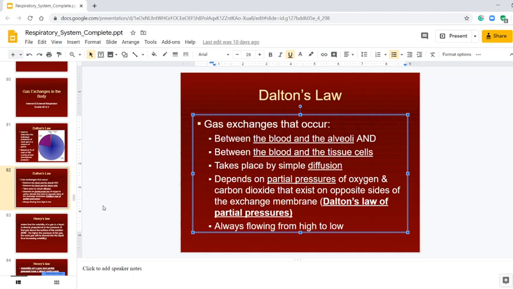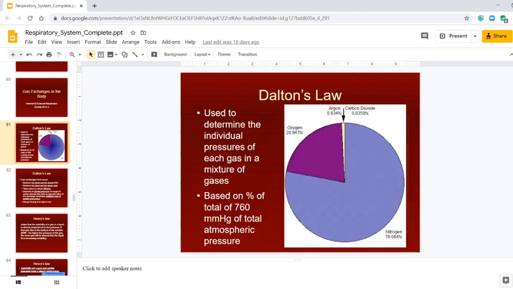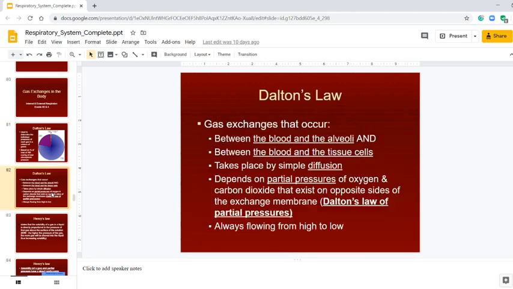So we have to remember that. We have these partial pressures, and whether we're in an alveoli or a blood vessel and tissue, if there's a high pressure in the tissue and a low pressure in the vessel, whatever that is will move from the outside to the inside.